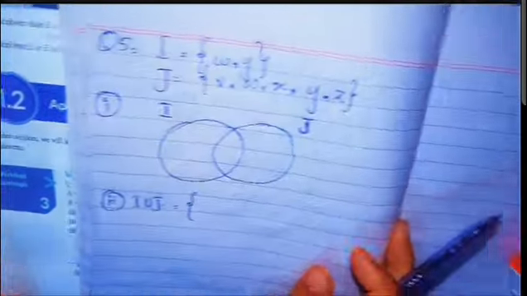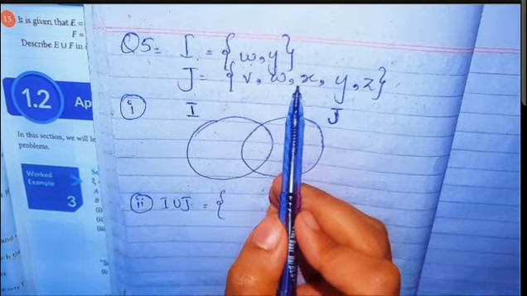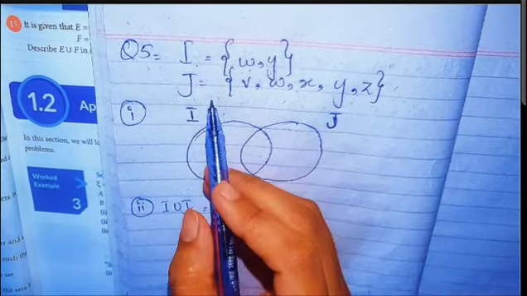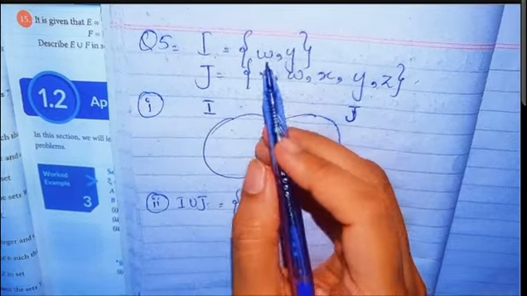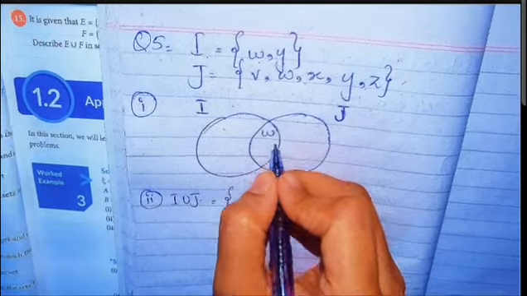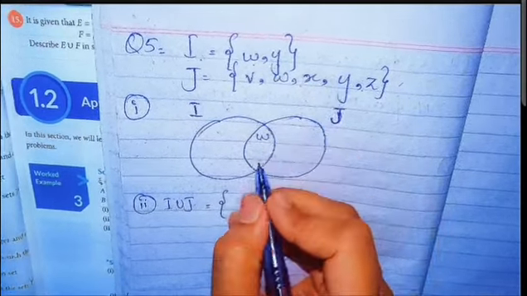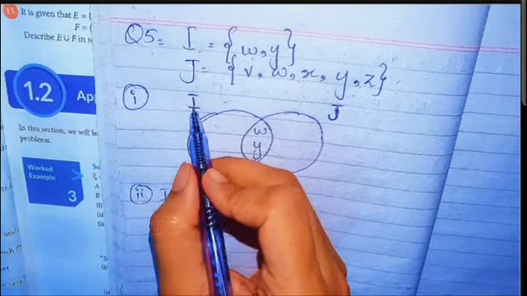So now I have written the question over here. This is set I, W and Y, and these are the elements of set J. Now W and Y. First of all, we have to check: W is in common in both? Yes, W is common, so W is over here. Y is also present in both. So we have done set I.